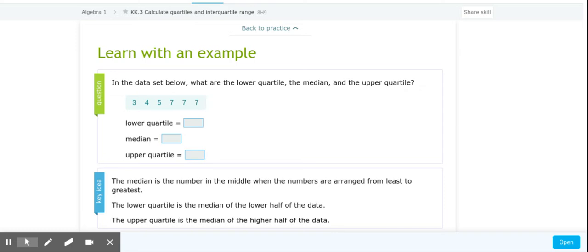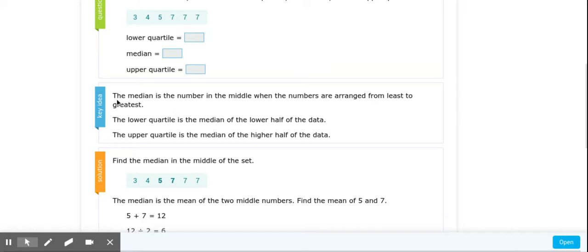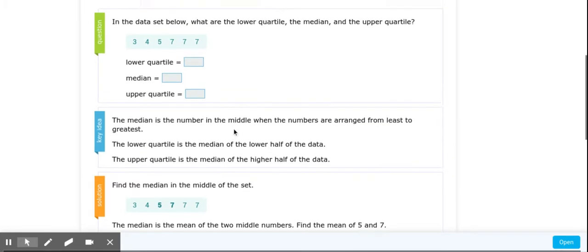All right, so this is topic KK3 in Algebra 1, calculating quartiles and the interquartile range. So let's go over the key idea here. The median is the number in the middle when the numbers are arranged from least to greatest. The lower quartile is the median of the lower half of the data, and the upper quartile is the median of the higher half of the data.